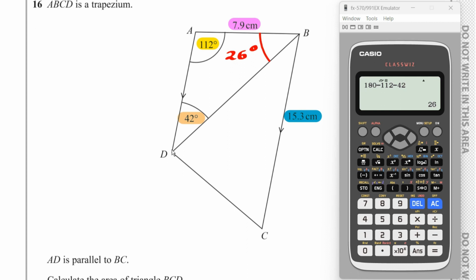We can now find the angle BDC, and we can use the fact that co-interior angles sum to 180. So if I do 180 subtract 112, I get 68. So the angle ABC is 68 degrees. So the angle DBC is equal to 68 subtract 26, which is 42. So this angle is 42 degrees.